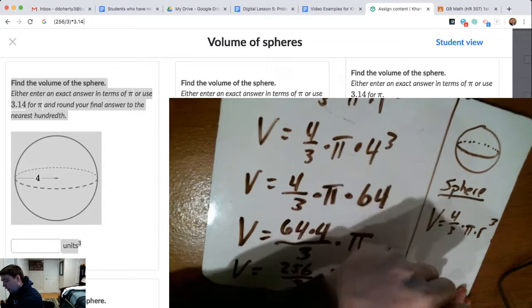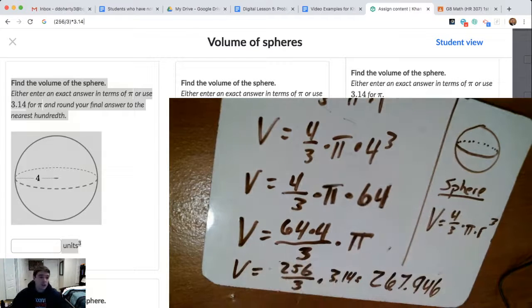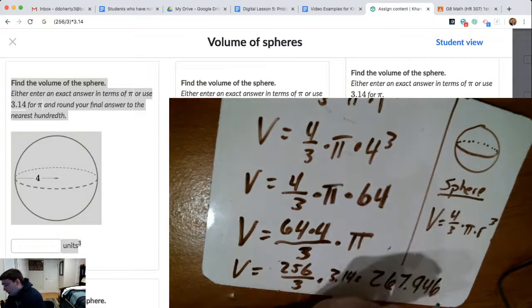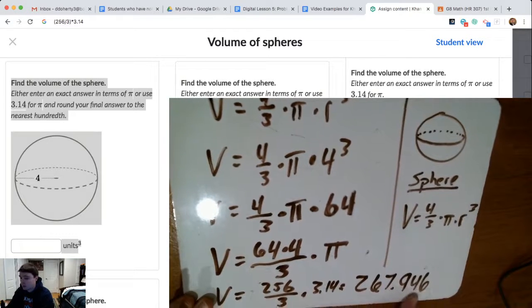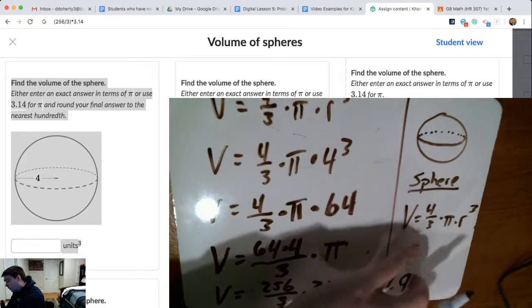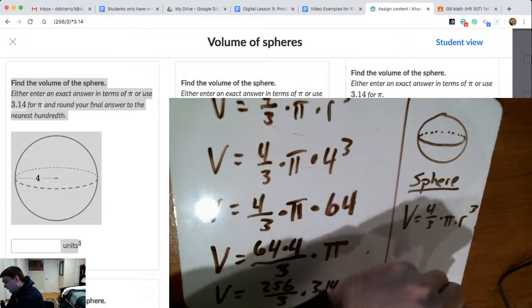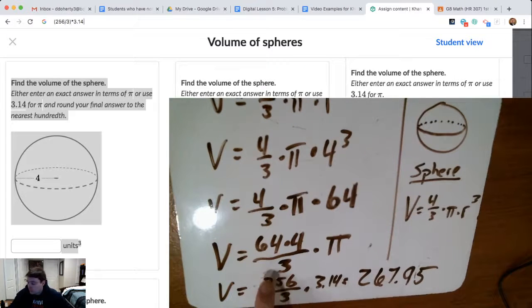267.946. And because I'm rounding to the nearest hundredth, I'm going to take 946. The 4 is in the hundredths place, but a 6 comes after it, so I'm not going to call it 94. We're going to round up to 95. So your answer could have either been 256 over 3 times pi, or if you multiplied that out, you'd get 267.95.